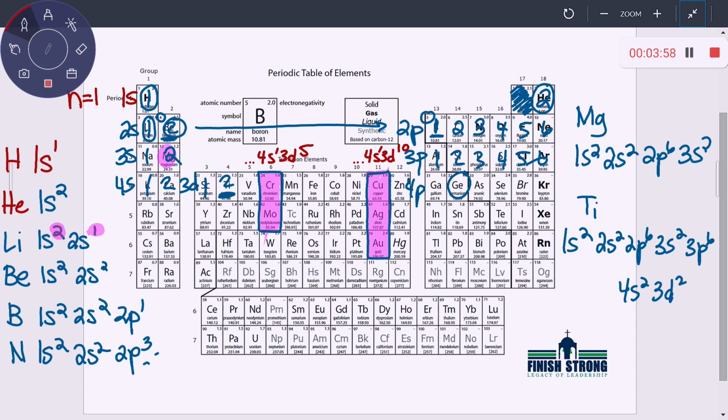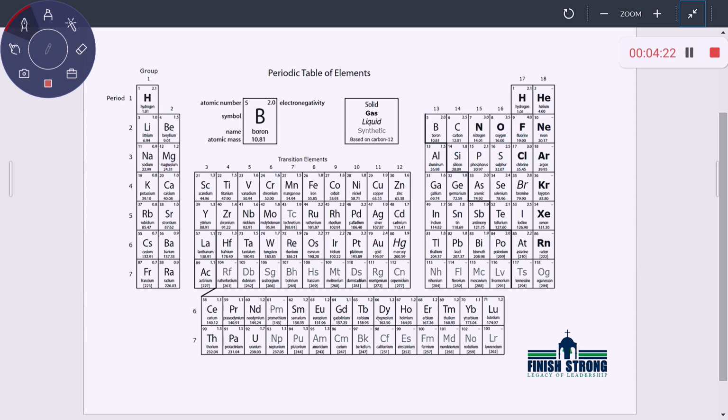Okay, now, what do we do when we get down here into the Fs? And then is there a shorthand version? Yes, there is. If I ask you for the full electron configuration, you have to write it. If I ask you for the shorthand, you may write it. So I'm going to teach you the shorthand, and then we'll do these Fs. Can I erase this? Okay, so let's do the shorthand version.